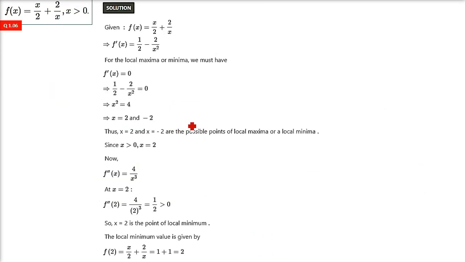This is the whole solution in front of you, and we have just ignored x equals negative 2 because x is greater than 0, which is already given in this question. And all these things like f dash x equals 0, then f double dash x, placing the value of 2, and then finding out greater than 0, less than 0.